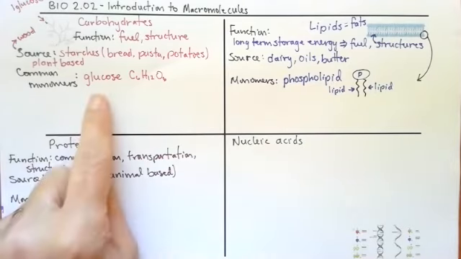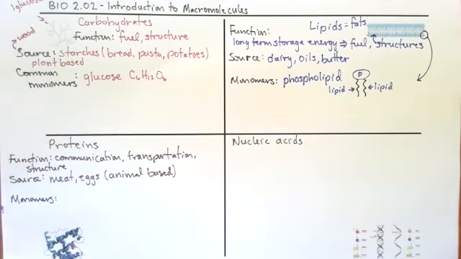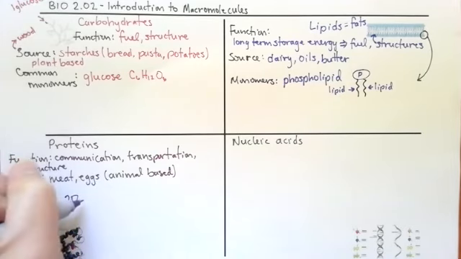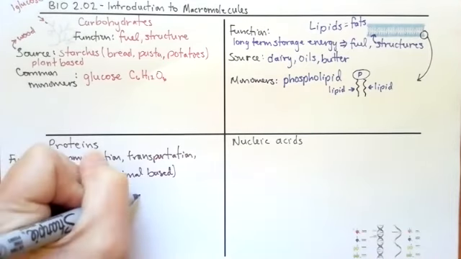And here's the reason why proteins are so diverse. This one has about 4 or 5 monomers. This one has about 4 or 5 monomers, but proteins have 20. And as a group, they're called amino acids.